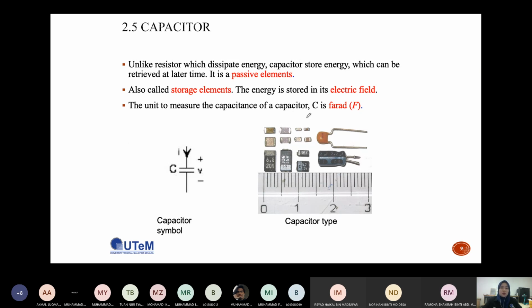The unit for capacitor is farad, F. The capacitor is denoted by C. The symbol of a capacitor is like this. This is an example of a real capacitor. Sometimes you are already given the value here.